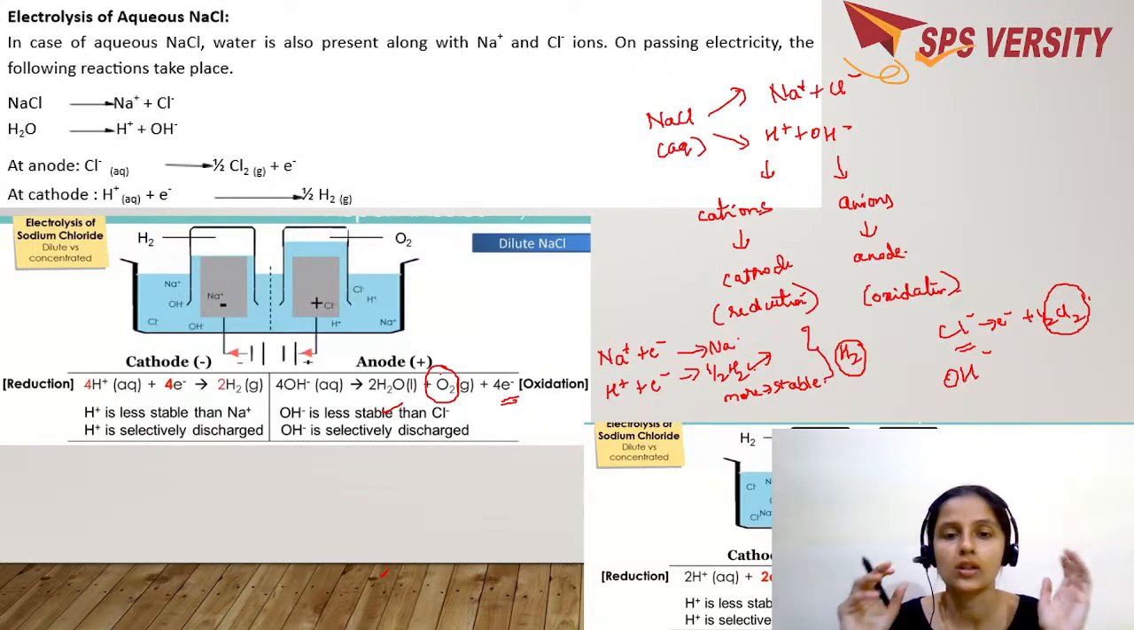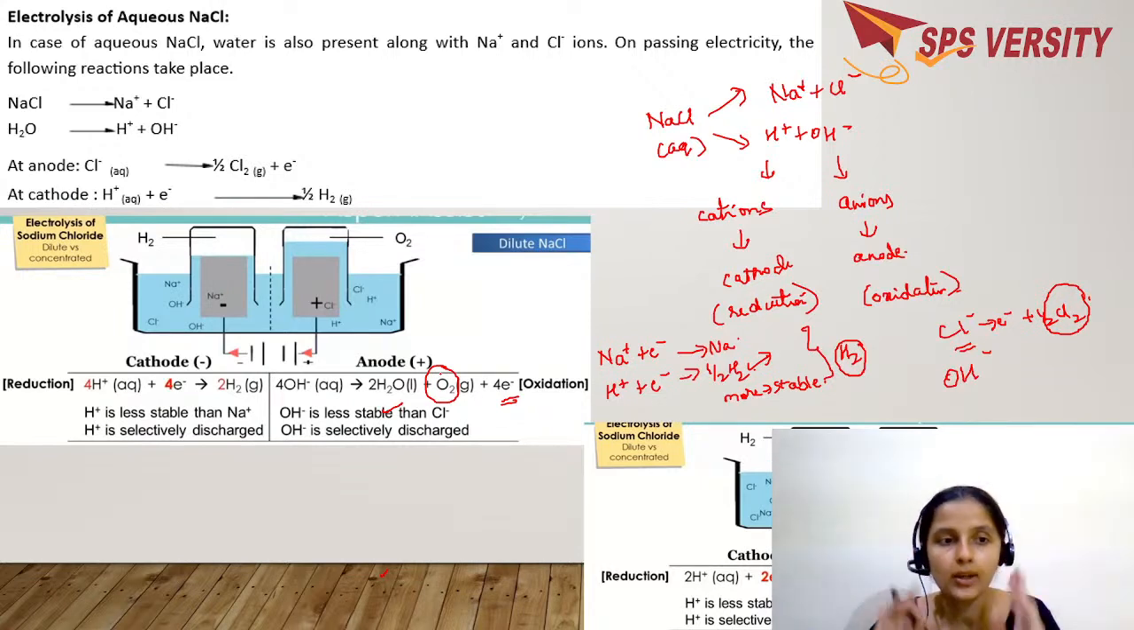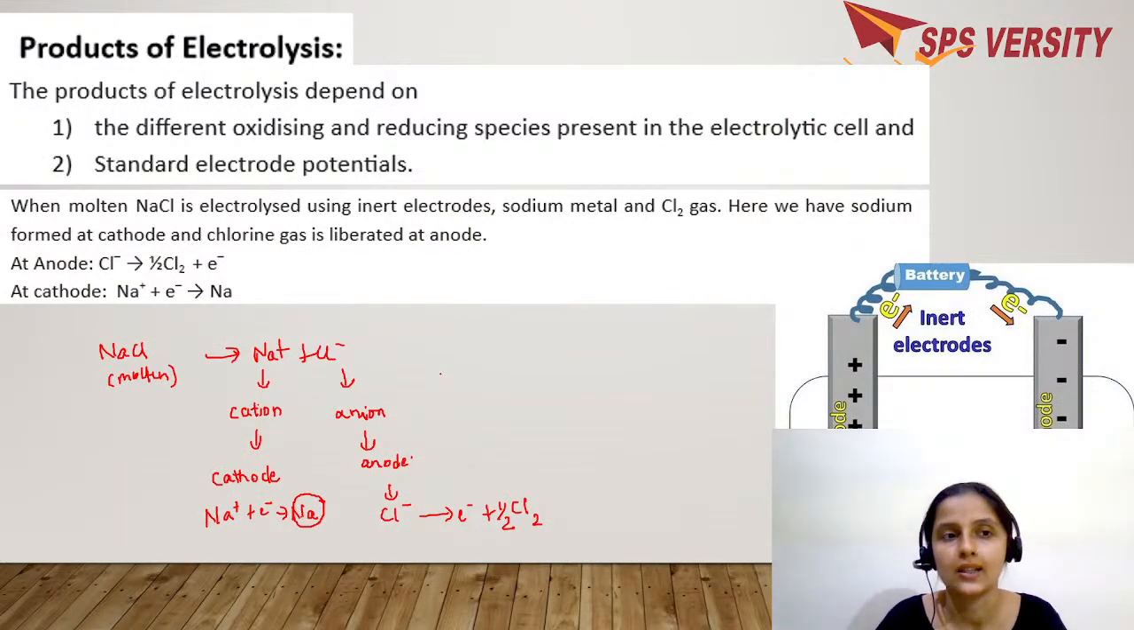This is an example of the products of electrolysis, where, as you see in the previous slide, it depends on the standard reduction potential values, what the oxidizing and reducing species are, and what ions are produced after the electrolysis.